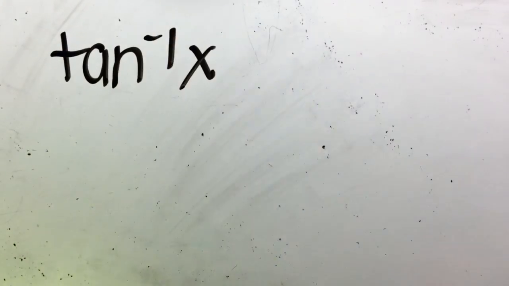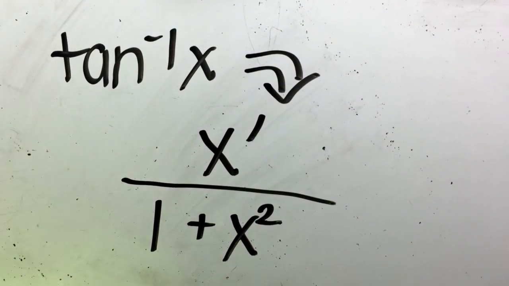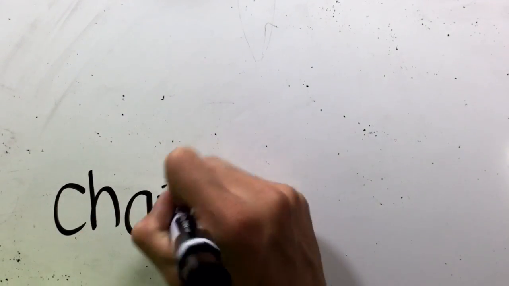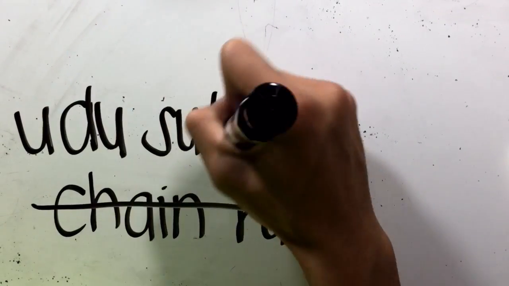There's also formulated integrals you need to memorize, like arctan of x. It equals the first derivative of x over 1 plus x squared. Do you remember the chain rule back from derivatives? Well, when we reverse the process, that's not what it's called. It's called u du substitution now.